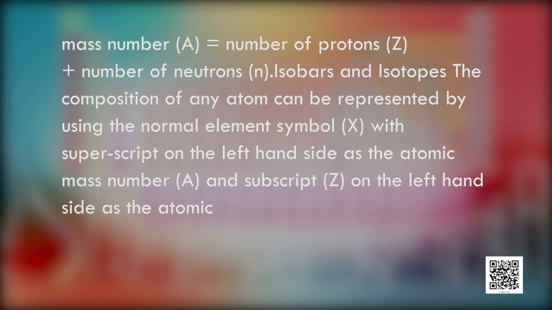The composition of any atom can be represented by using the normal element symbol X with a superscript on the left hand side as the atomic mass number A and subscript Z on the left hand side as the atomic number. So A X Z becomes the basis of representation of an element. Isobars are the atoms with the same mass number but different atomic number. For example, 14C6 and 14N7 are isobars. Here the mass number of carbon is 14 as well as nitrogen also is 14. But the atomic number of carbon is 6 whereas that of nitrogen is 7.